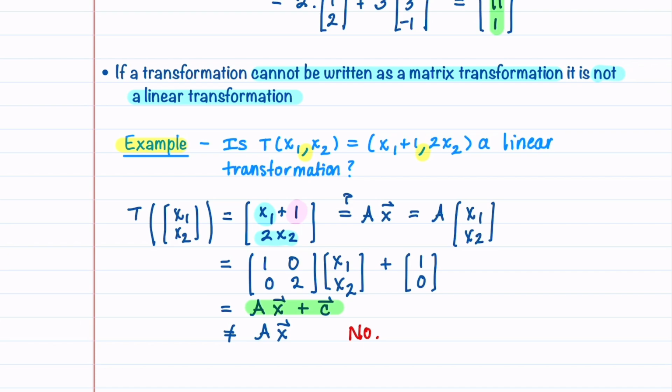Let's also notice that we could have put in the 0 vector and computed T of 0. If we do that, x1 and x2 are both 0, and we would just get back a 1 and a 0. And this is not equal to the 0 vector. Geometrically, this means that the origin does not remain fixed in place.